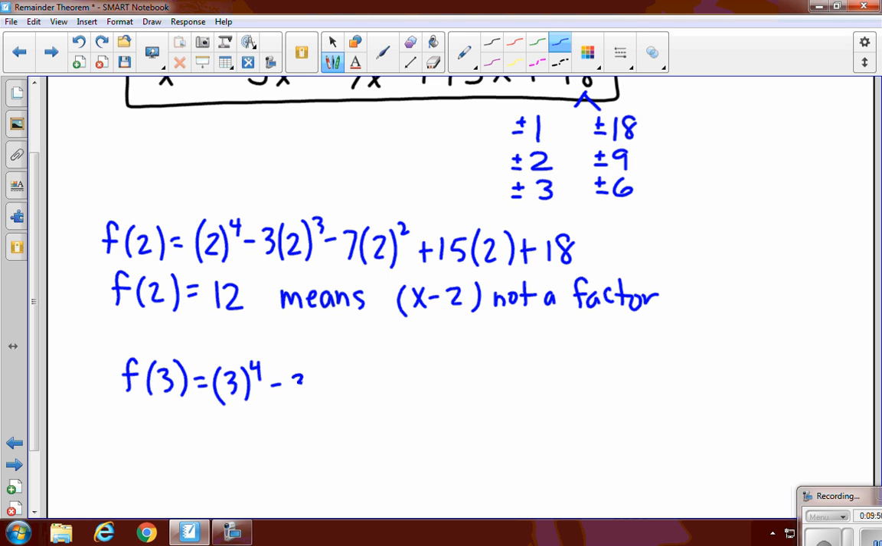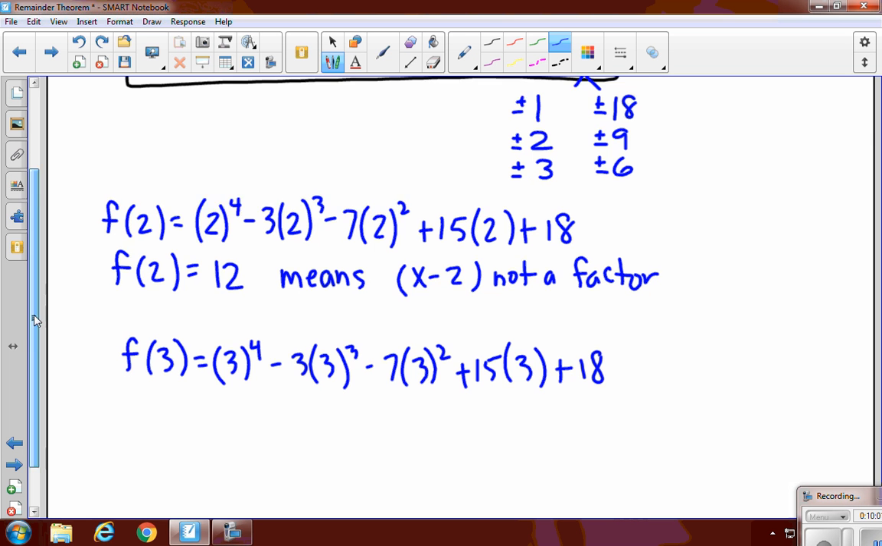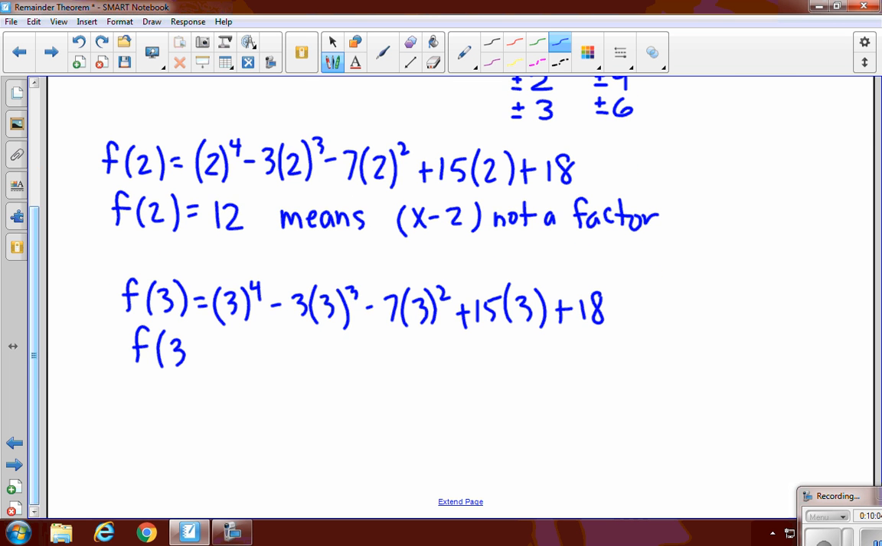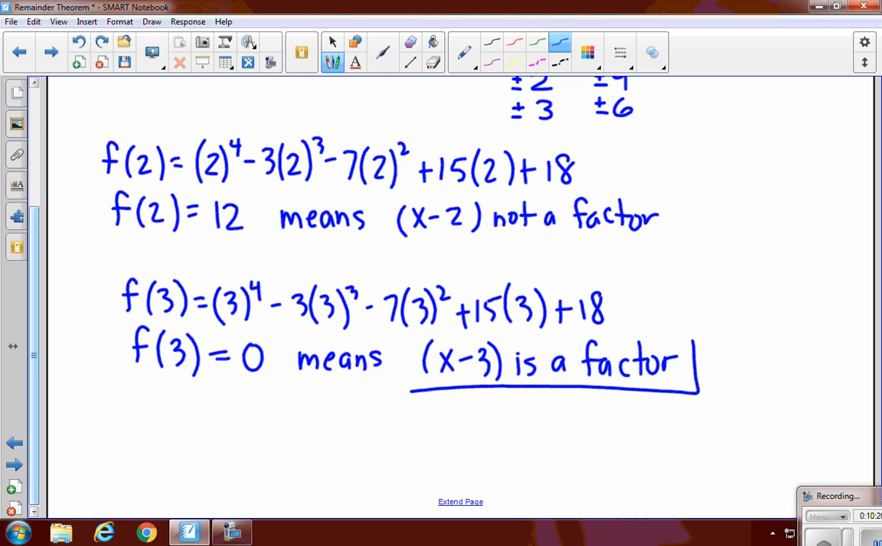3 to the power of 4, minus 3 times 3 cubed, minus 7 times 3 squared, plus 15 times 3, plus 18. And okay, let's put that in our calculator and hope it equals 0, because if it is, we found a factor. So when you try it, you'll see for sure this equals 0. And what does that mean? That means since a 3 made this 0, x minus 3 is a factor. So this is one of the final factors in this question.